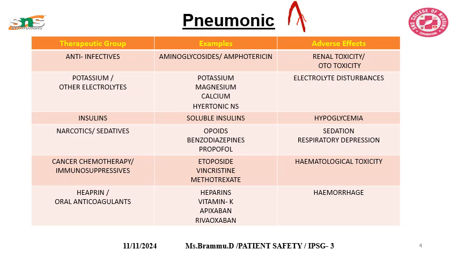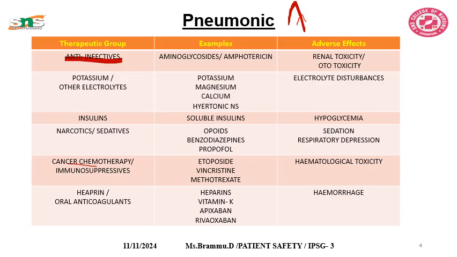A PINCH drug is nothing but: A for anti-infectives, P for potassium and other electrolytes, I for insulin, N for narcotics and sedatives, C for cancer chemotherapy drugs and immunosuppressives, and H for heparin or other anticoagulants. So these are the common examples.